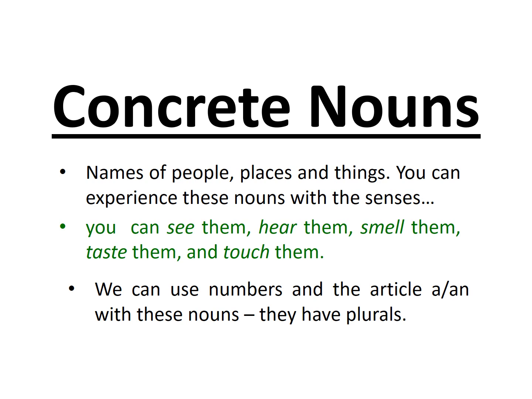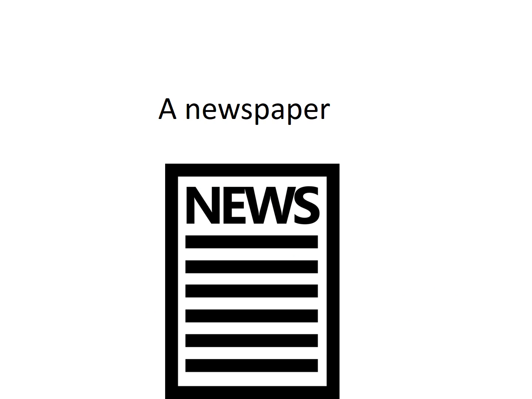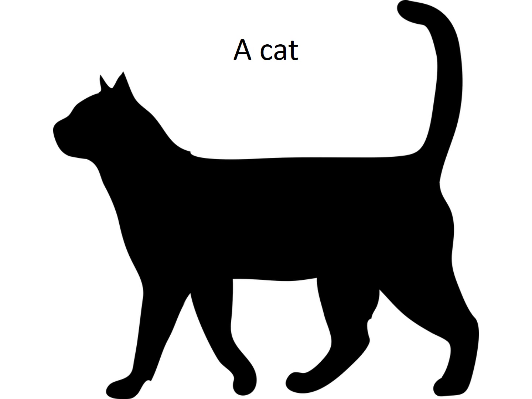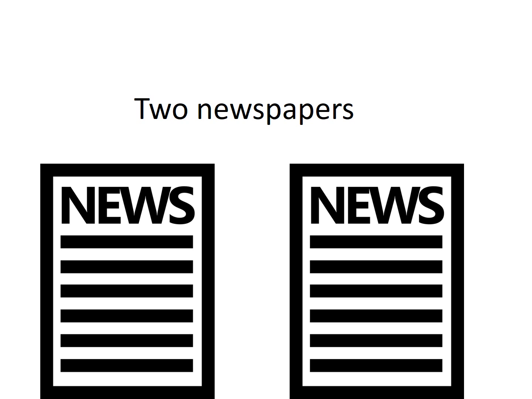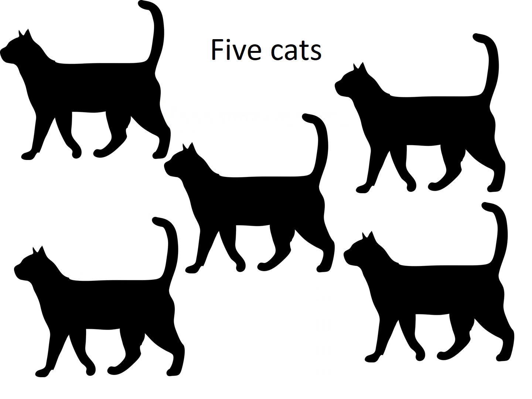Let me give you some examples. A newspaper is a concrete noun. A cat is a concrete noun. Two newspapers, they're both concrete nouns. The fact I can count it makes it quite clearly a concrete noun. 5 cats, another example of a concrete noun.